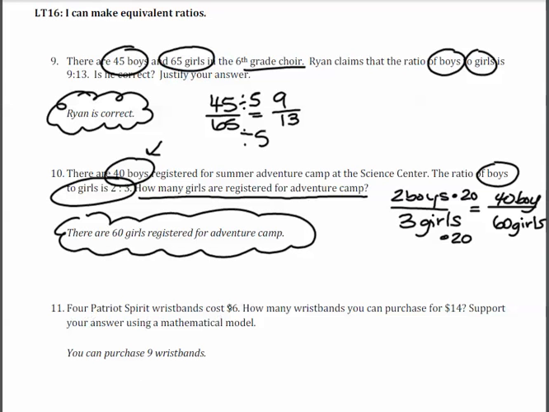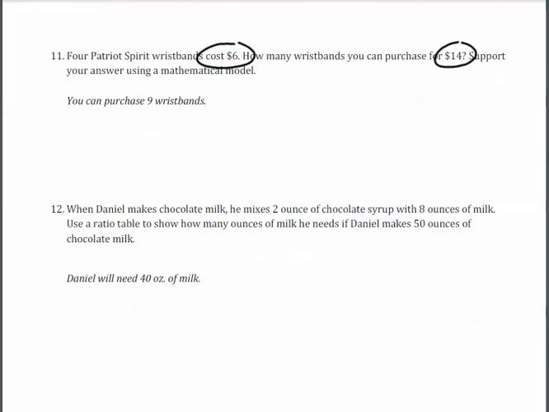4 Patriot Spirit wristbands cost $6. How many wristbands can you purchase for $14? Support using a mathematical model. Okay, so I know you can set up a proportion to solve, but instead, this time they want you to use a mathematical model. They're going to want you to draw this out.